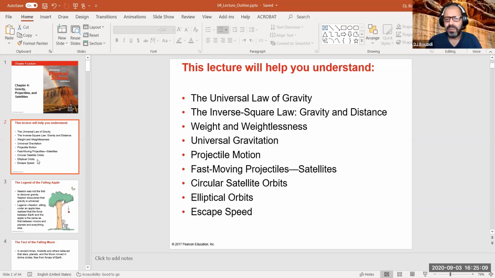We'll discover that this law is inversely proportional to the distance. The further the object, the weaker this force is, the gravitational force, basically.